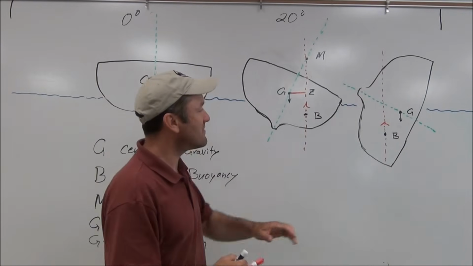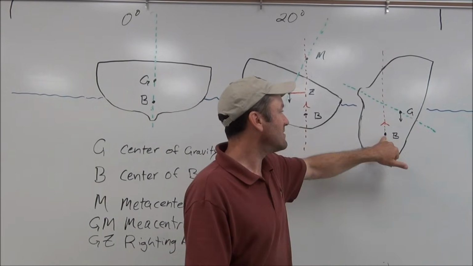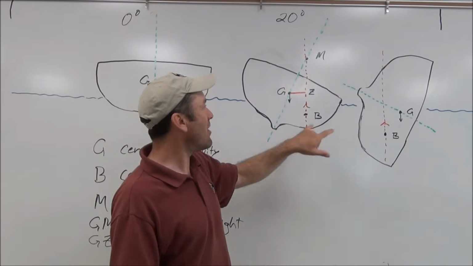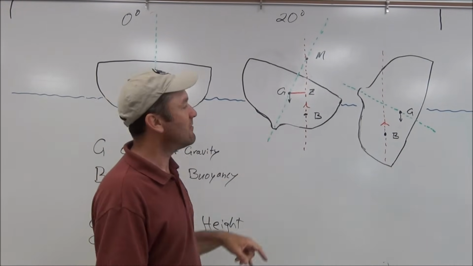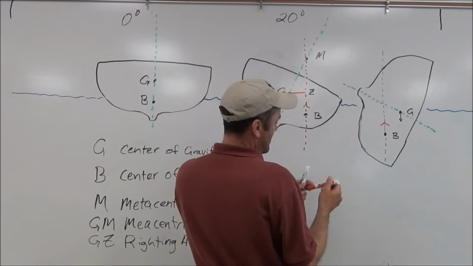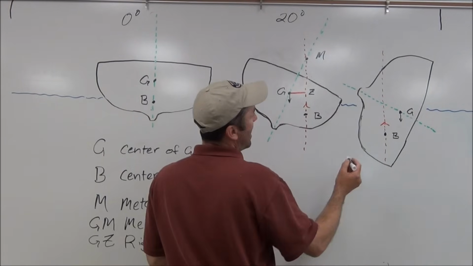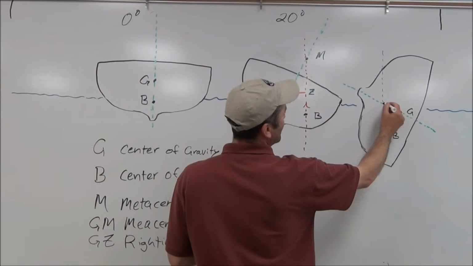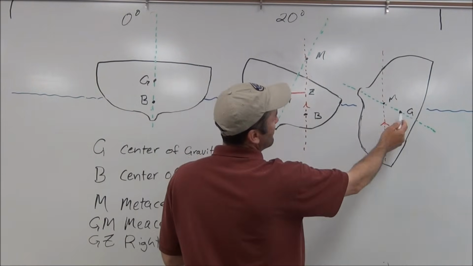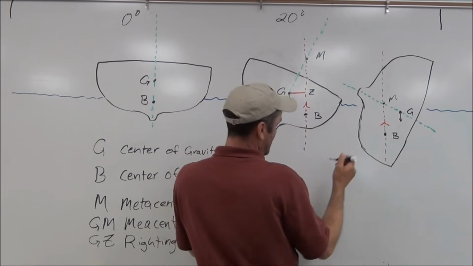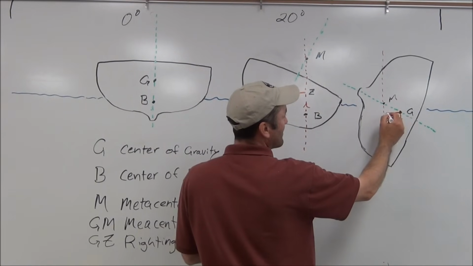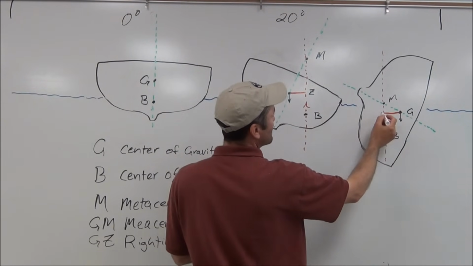Now notice how these points of force are interacting. They're no longer working to right the vessel. They're working to tip the vessel over. So they're offset. So we're going to draw our metacentric height, which suddenly is down here. Our metacentric height just went negative because it dropped below the center of gravity. Now, our righting arm has also gone negative. So instead of GZ, it's ZG.